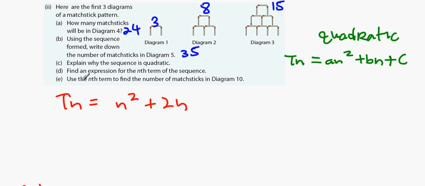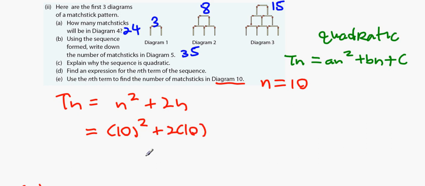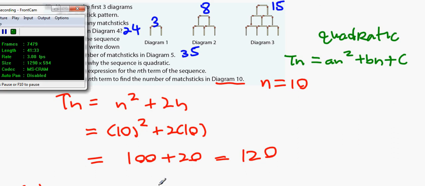Use the nth term to find the number of matchsticks in diagram 10. In diagram 10, n equals 10, so it's going to be 10 squared plus 2 times 10, and that should leave us with 100 plus 20, which is 120 matchsticks. So the answer for this one is 120. Okay, and that's the end of this video.